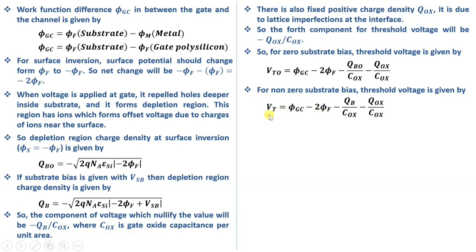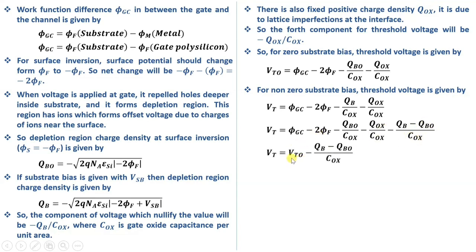Now let us manipulate this formula, VT, in terms of VTO. For that, I'll be adding QBO divided by COX and subtracting it. See, here I have subtracted this and over here I have added this. Minus minus plus, so that is this formula only. Now, this is the VTO formula, the threshold voltage with zero substrate bias, and minus QB minus QBO divided by COX that we have.